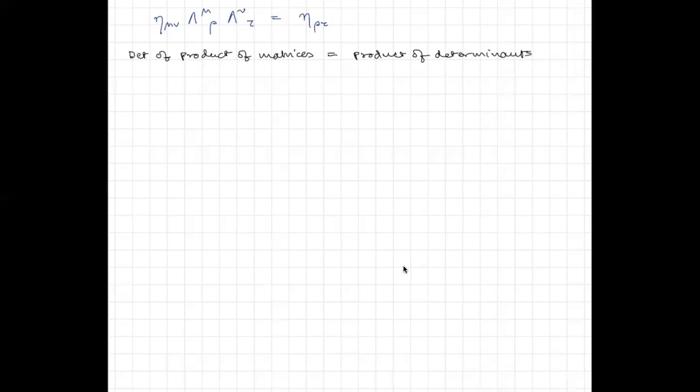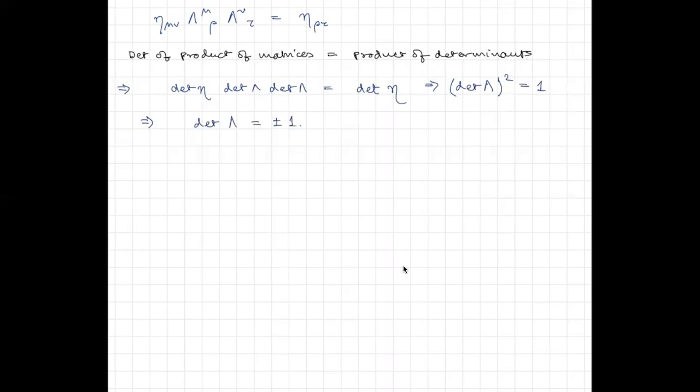So that means the following. That means that determinant of eta, determinant of lambda squared, is equal to determinant of eta. So we see that determinant of lambda squared is equal to 1. So that essentially means that determinant of lambda can be plus minus 1.